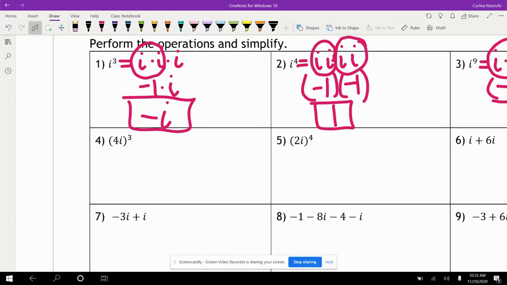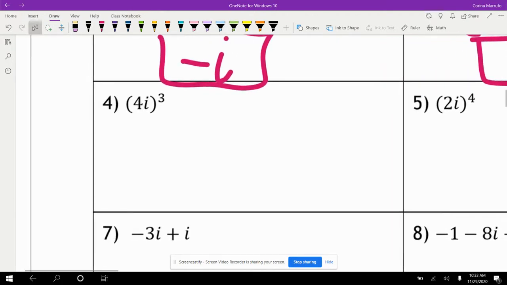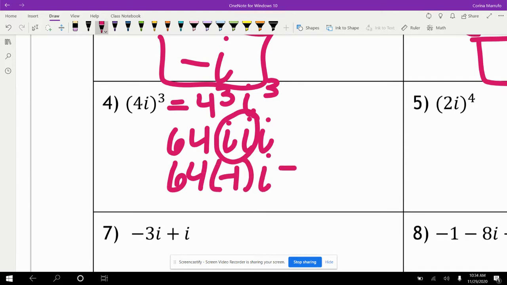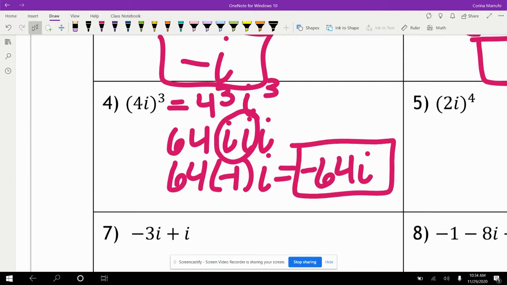All right, so here we have 4i to the third power. Remember the rules for exponents. Not only does the 4 have to be raised to the third power, but so does the i. So you distribute the 3 to each one. In our calculators, we can just do 4 to the third power, which gives us 64. We break down the i to the third power into i times i times i, and we know these two i's are going to give us a -1. So 64 times -1 times i is going to give us -64i. And that's it.